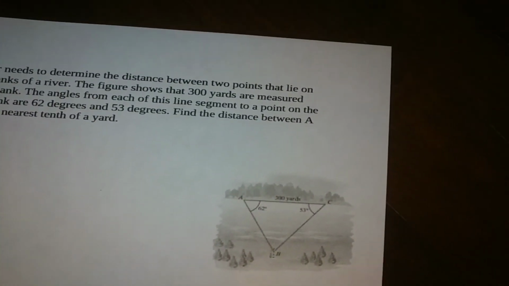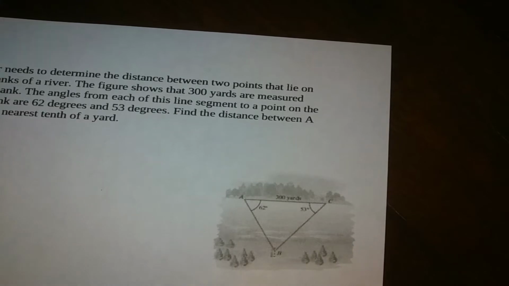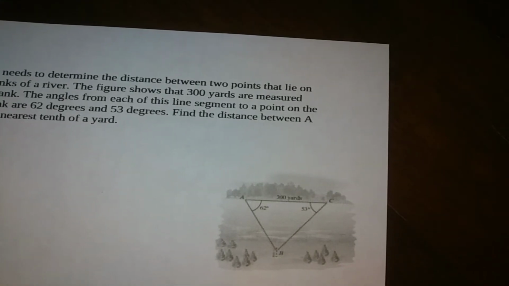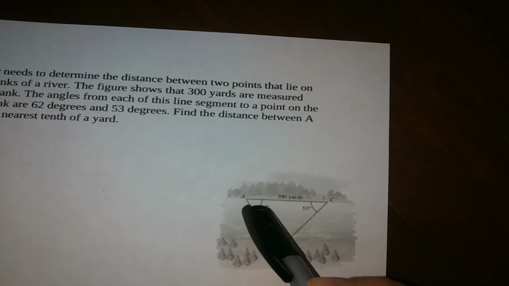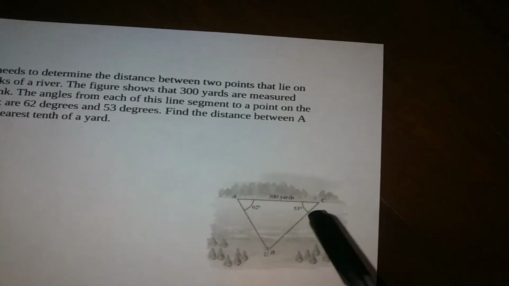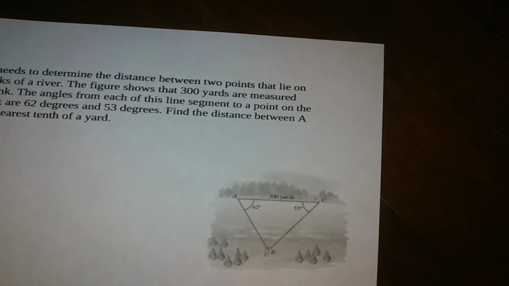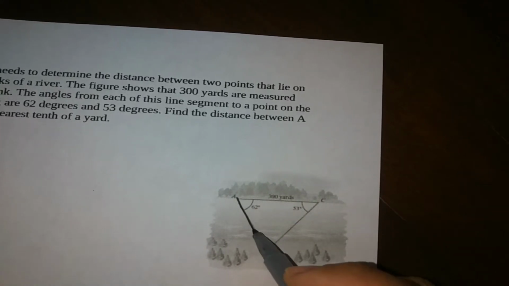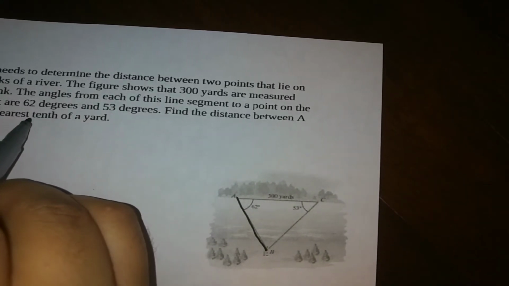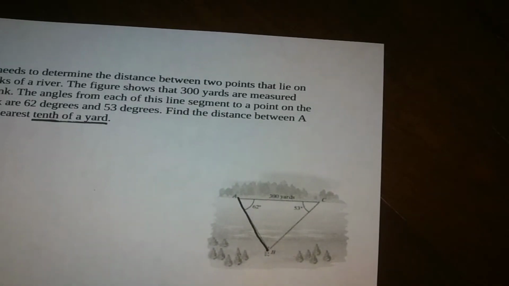The figure shows that 300 yards is measured along one bank. The angles from each of this line segment to a point on the opposite bank are 62 degrees and 53 degrees. Find the distance between A and B to the nearest tenth of a yard.